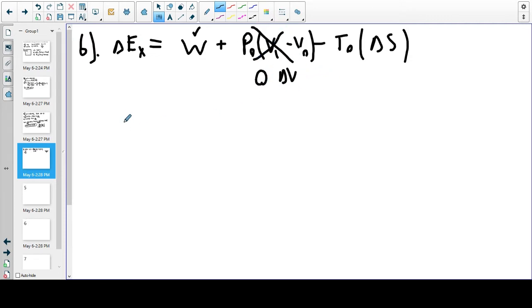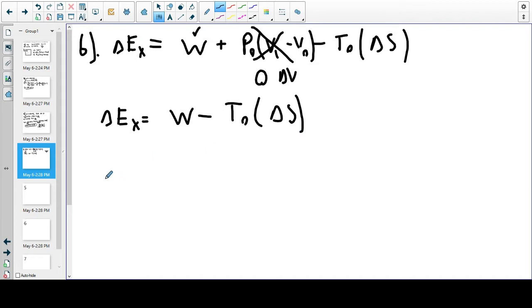Our delta S, this one right here, there is a change in entropy, because there is energy being put into the system. So there has to be some sort of change. The work is going in, so this has to change. Like pressure and temperature went up, and those are things that affect entropy. So we know that delta EX is now equal to work, our work value, minus T naught delta S. So we have to find our delta S value.